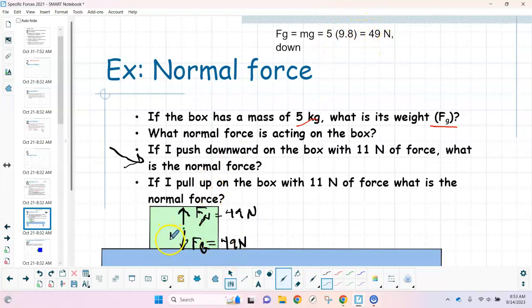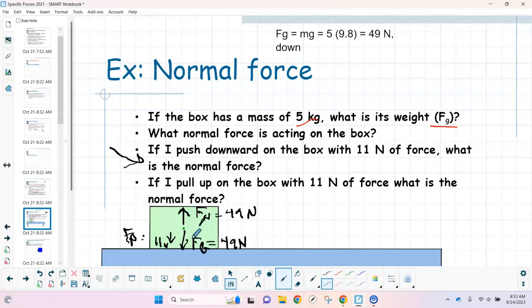But now I'm going to add another arrow going down. That's 11 newtons. And I'm just going to write in 11 newtons here. That would be the force from me, or the applied force, or the pushing force, however you want to label it. I'll label it FP for push. So we got a pushing force equal to 11 going down. We have a gravity force, which is 49 going down. So if we look at all the downward forces, it looks like 60 newtons going down, because 11 plus 49 is 60. Now, if the normal force didn't change, what would happen?